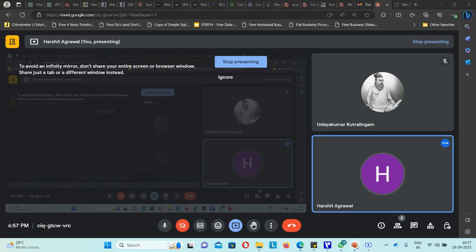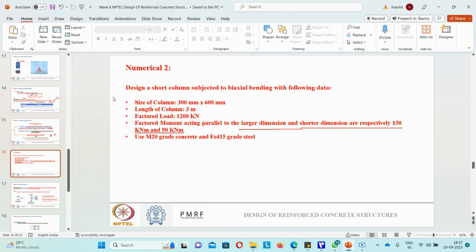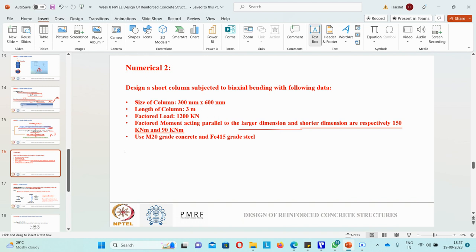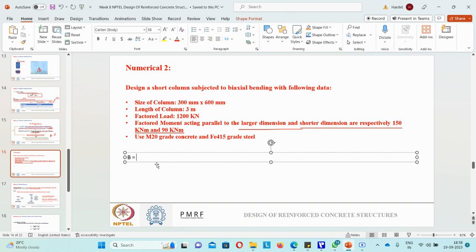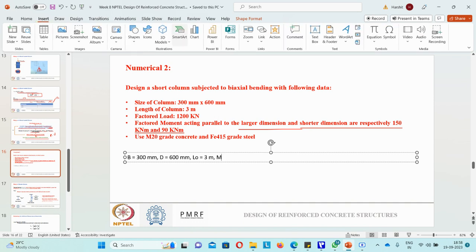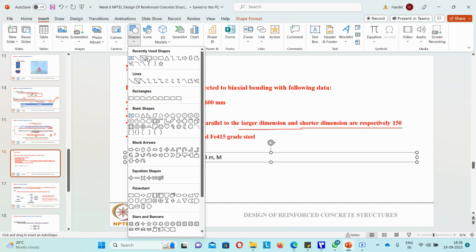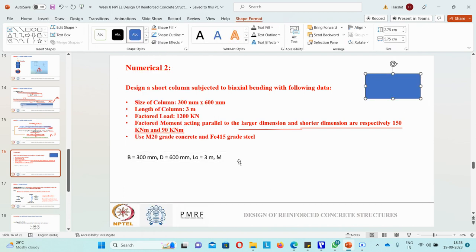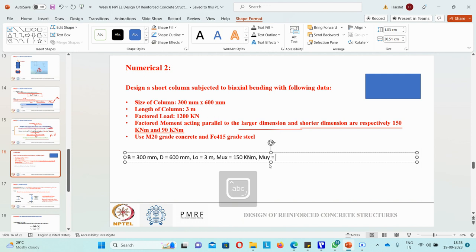Okay, so let's see the solution now. What all things are given to us in the question? We know b is equal to 300 mm, D is equal to 600 mm. So these are the dimensions. L naught is given to us as 3 meter. Factored moment along the larger side: suppose this is my larger side. So along the x-axis, my moment Mux is nothing but 150 kilonewton meter. Muy is nothing but 90 kilonewton meter. Pu is given to us as 1200 kilonewton. So all these things are given to us.